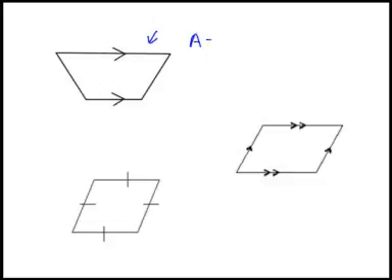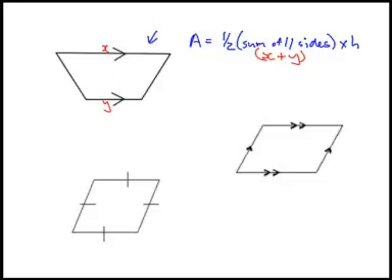Now the area of a trapezium is a half times the sum of the parallel sides times the height. In other words, let's say that is x and that is y centimeters or millimeters or whatever. You put x plus y in a sum first, multiply by a half, and then multiply by the perpendicular height of the trapezium. So that will then give you the area.